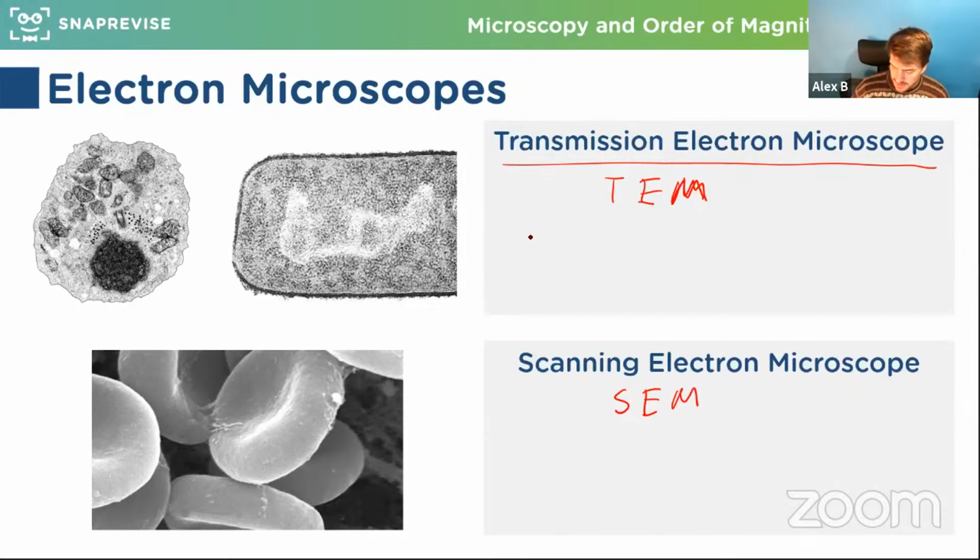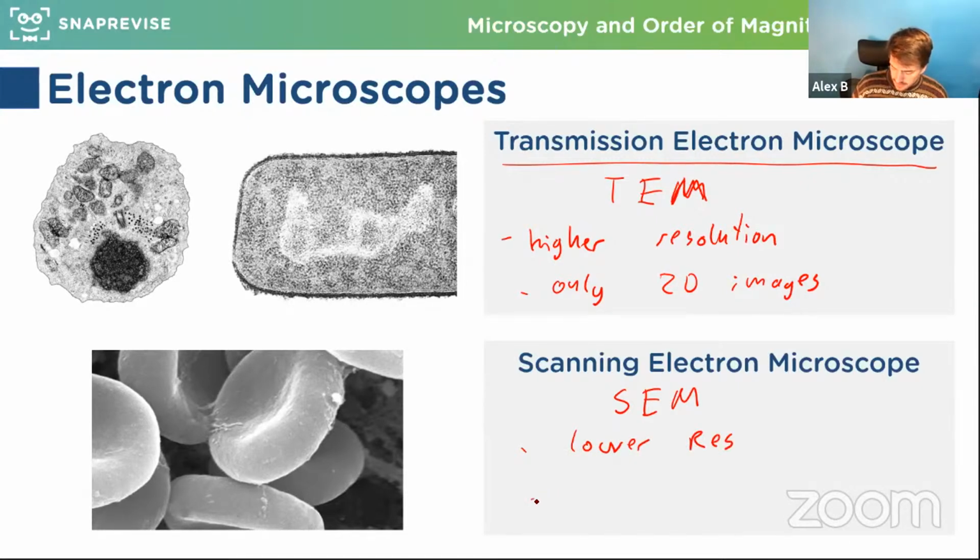Essentially, all you need to know is that these have higher resolution, but only 2D images. These have lower resolution, 3D images. So if you're looking at a flat two-dimensional picture, well, it's a big clue that it's a transmission electron microscope. If you're trying to decide whether it's a TEM or a light microscope, because they're more similar, look at the level of detail you can see.